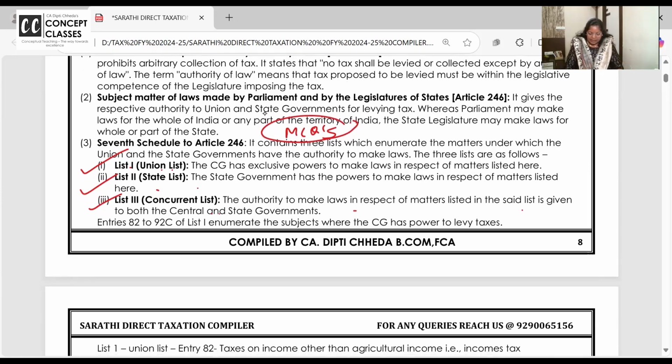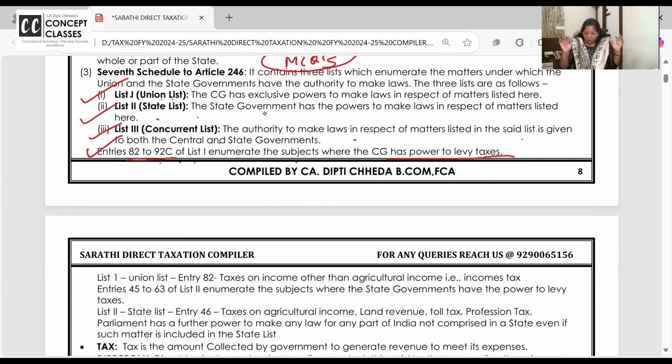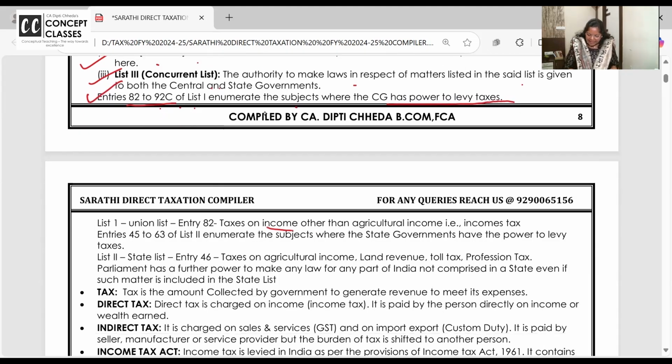Okay. So in the list, you have to remember that entry 82 to 92C, this is the list where power is given to the central government to levy taxes on all the income except agricultural income. From school days we have studied, India is an agricultural country. So we don't have power to tax the agricultural income.